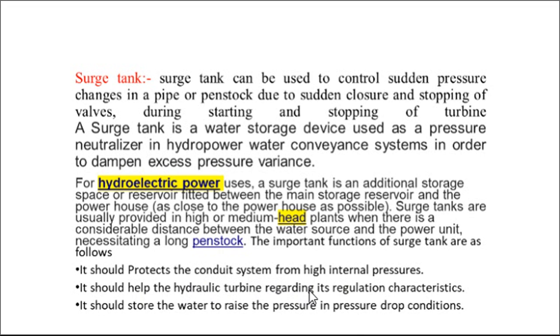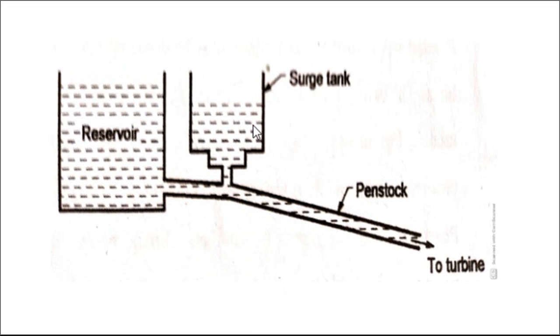It should help the hydraulic turbine regarding its regulation characteristic, and it should store the water to raise the pressure in a pressure drop condition. So it is an additional storage space fitted between the main storage reservoir and the powerhouse. You can see here, this is the surge tank. This is the reservoir, this is the penstock.